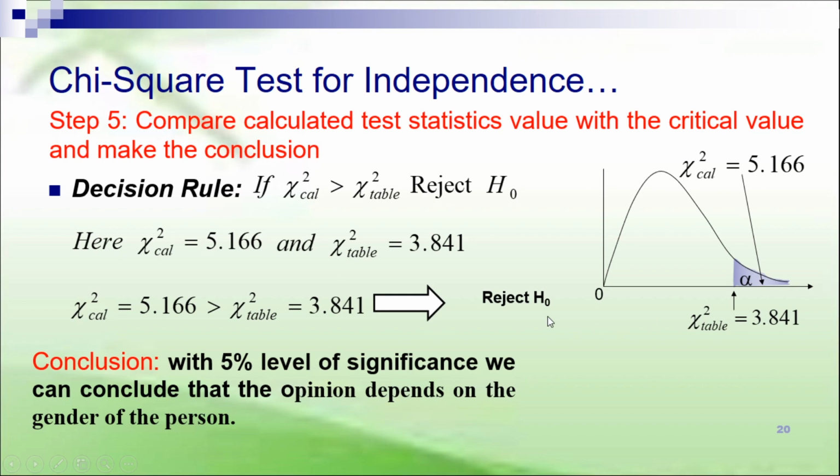We reject H0. Therefore, we move to the H1. Therefore, the conclusion is that with a 5% level of significance, we can conclude that the opinion depends on the gender of the person. In that way you can make the conclusion.